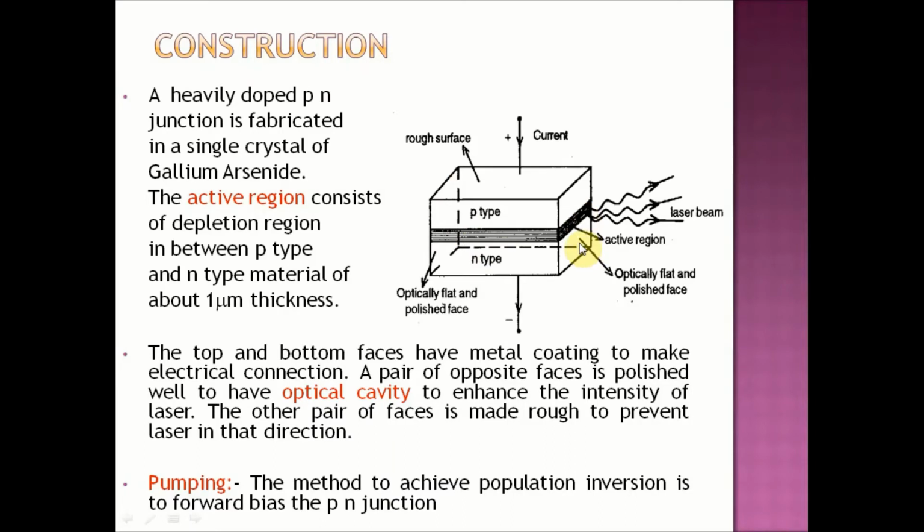So this front portion and this back portion are rough surfaces. These rough surfaces will prevent the laser in that particular direction. So the laser output can be taken only from the polished surfaces. For every laser we should have some pumping process. Here we are using the pumping process as forward bias. The method to achieve the population inversion is to forward bias the PN junction.